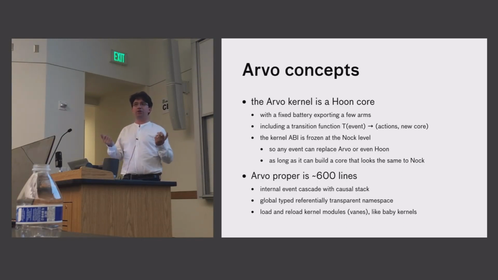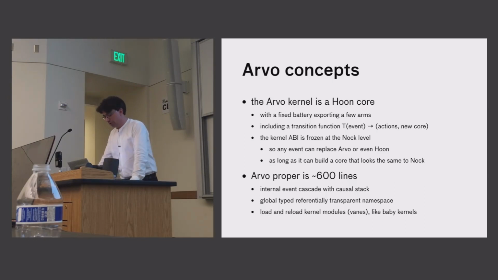Let's say you get an event, and that event is a source code update in the revision control system that gives you new source code for Hoon, the language itself. As long as your new language can build a core that is shaped like the ones your old language built, you can turn Hoon into anything.